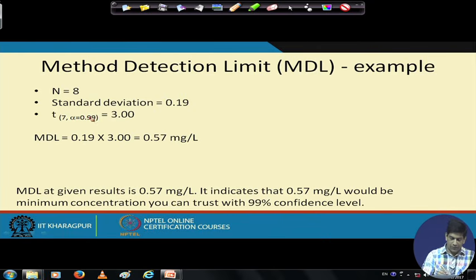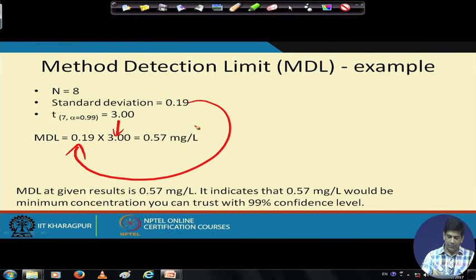So the t value is 3. So we got it there. Standard deviation is 0.9. That's what we got here. Multiplied that, and we got the value of 0.57. So that's the MDL for this particular analyte in this particular matrix: 0.57 milligrams per liter.